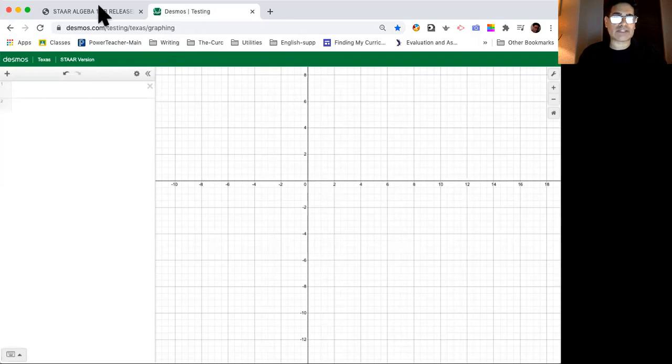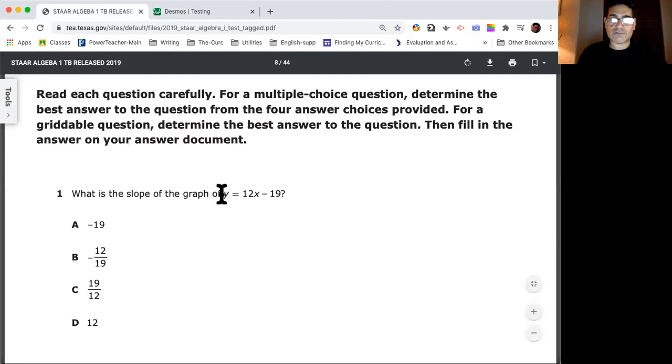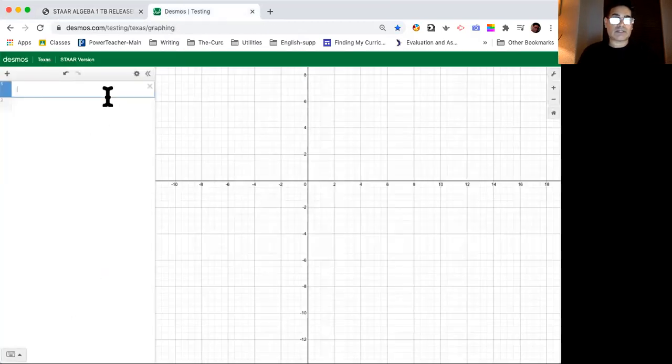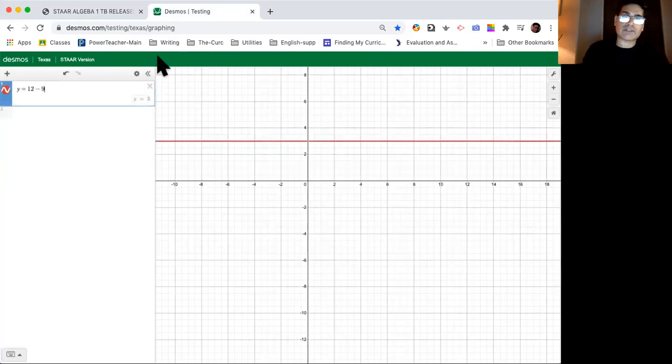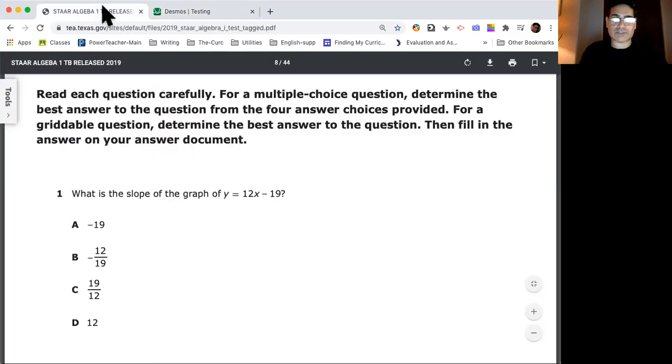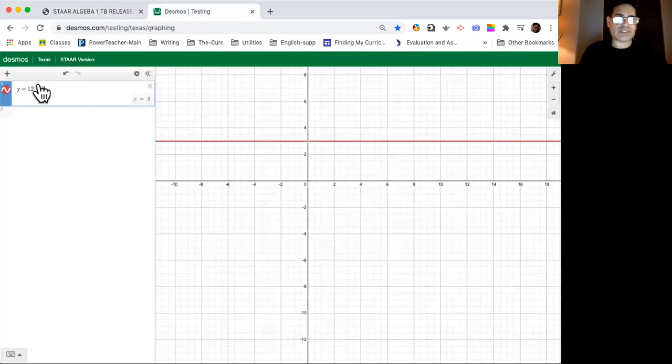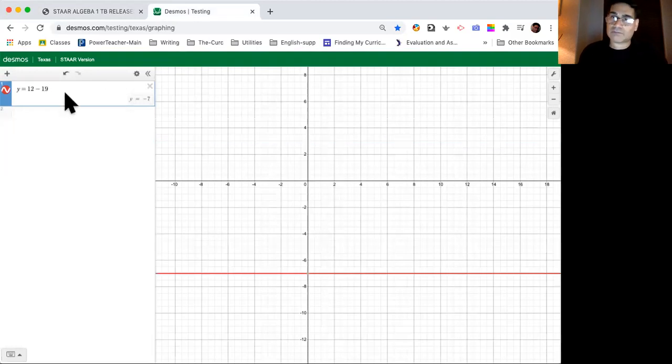Question number 1 asks us, what is the slope of this graph? And we start by entering the equation exactly as it is seen there into the Desmos testing calculator. So that would be the graph of y equals 12x minus 19. And we'll write that there, y equals 12x minus 9. You want to have the students double check and make sure that he's entering it correctly. That's actually minus 19. And I'm missing the x for the slope.